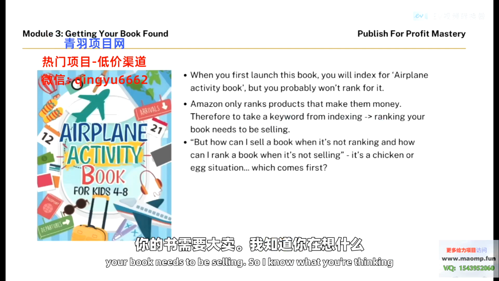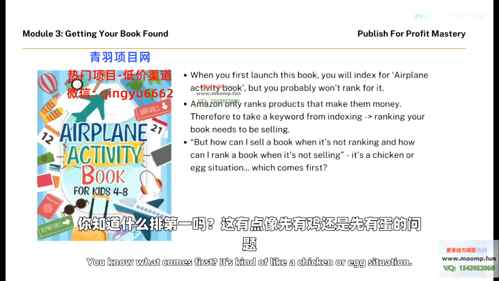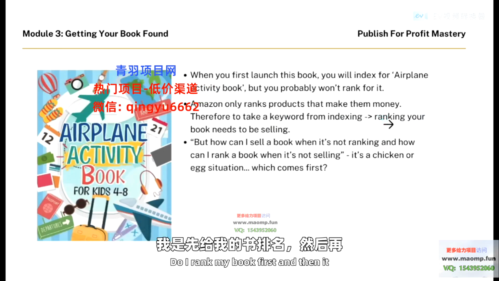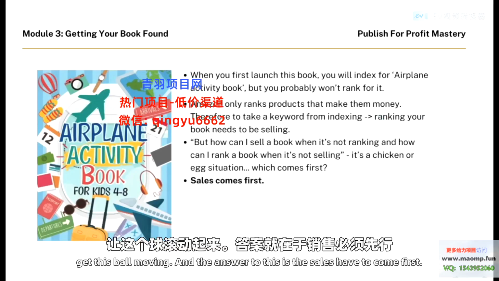So I know what you're thinking. But how can I sell a book when it's not ranking? And then how can I rank a book when it's not selling? What comes first? It's kind of like a chicken or egg situation. Do I rank my book first and then it sells? Or do I sell my book first and then it ranks? It's very difficult to understand how you actually get this ball moving.